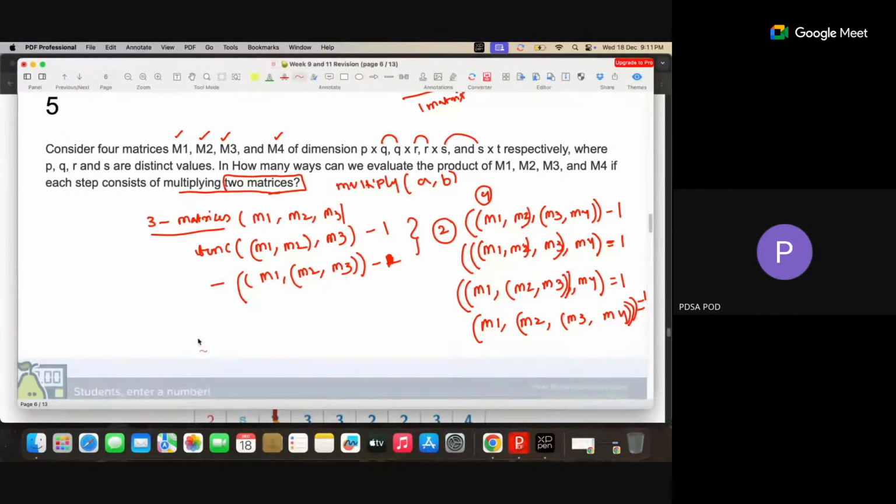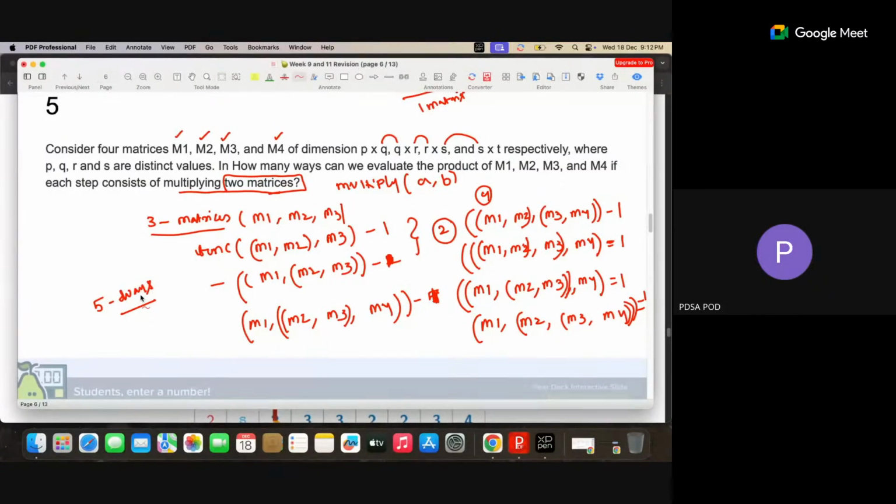Let me try one more: M1, M2, M3, then M4. Now we do M1 and M2, then multiply with M4, because that combination is not done. M2 and M3 we did, then we combine with M1. M2 and M3 is done, M4 we multiply, then whatever result we got, with M1. So that's another way. So totally there are 5 different ways to do it.